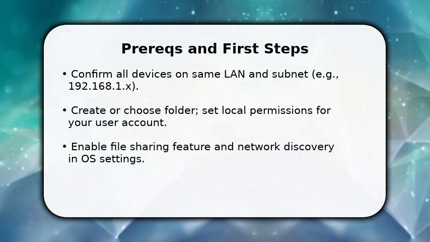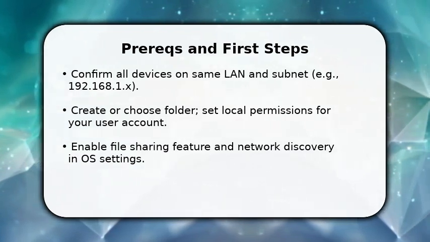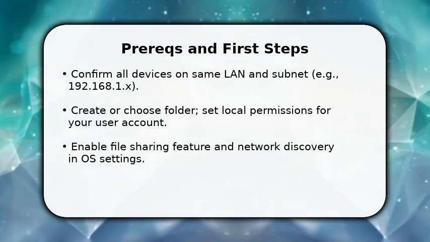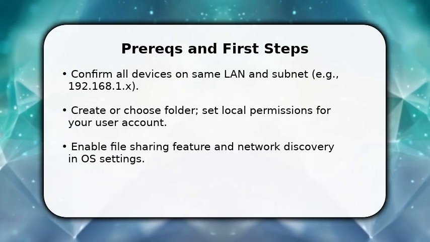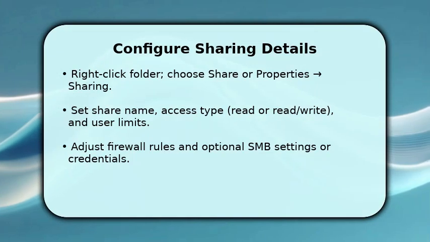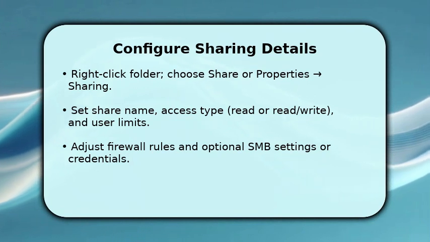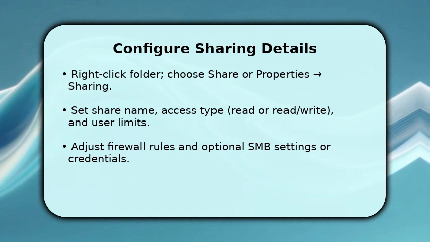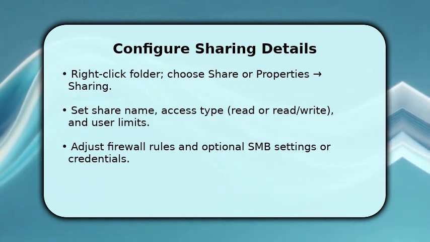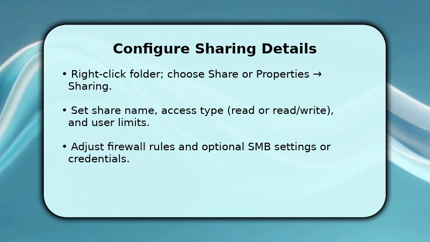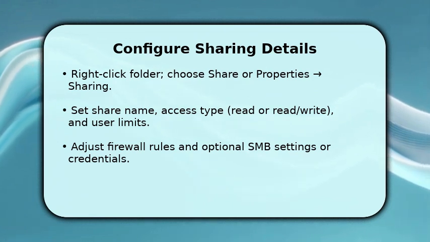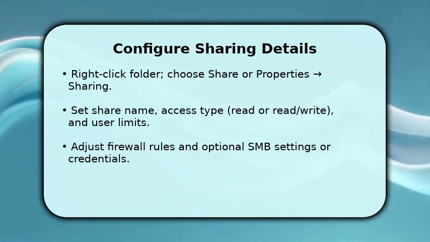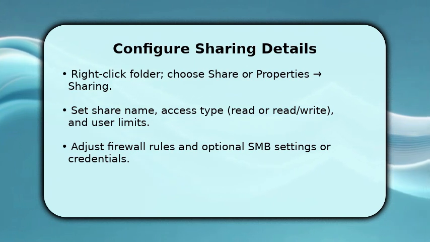Now you configure the sharing details. Right-click the folder and open Share or Properties, then Sharing, set a clear share name and pick access type, read-only or read/write depending on needs. Grant specific user accounts or create a share password and limit simultaneous connections if desired. Make sure firewall rules allow file and printer sharing, and confirm SMB protocol versions if mixing OS types. Older SMB may be disabled.